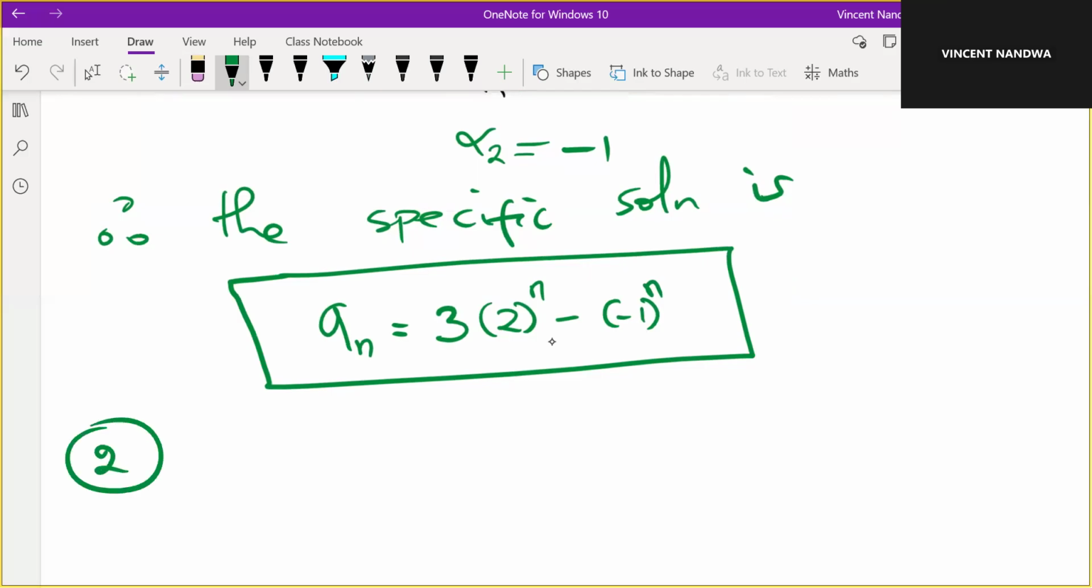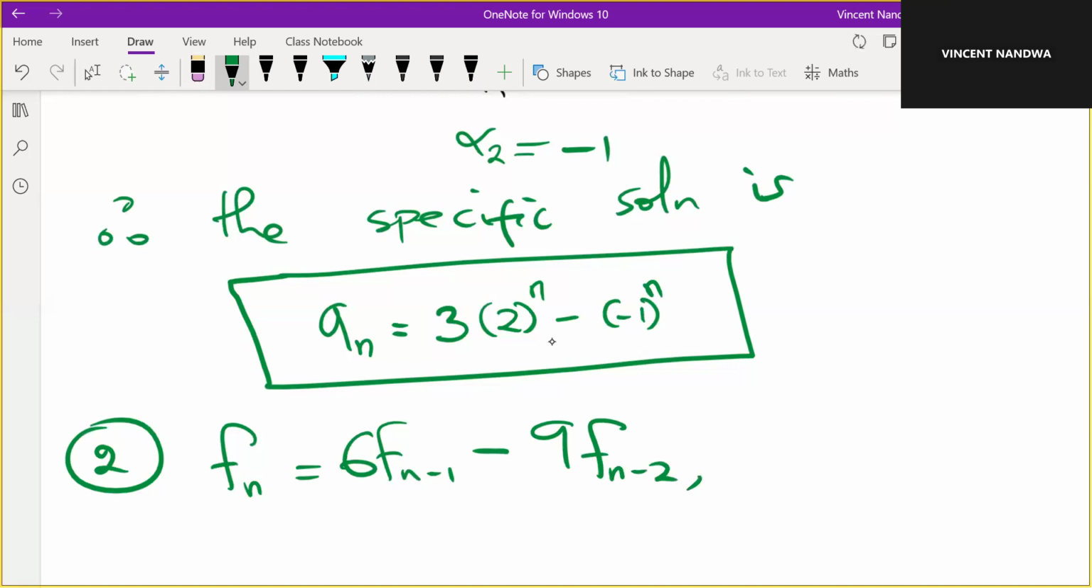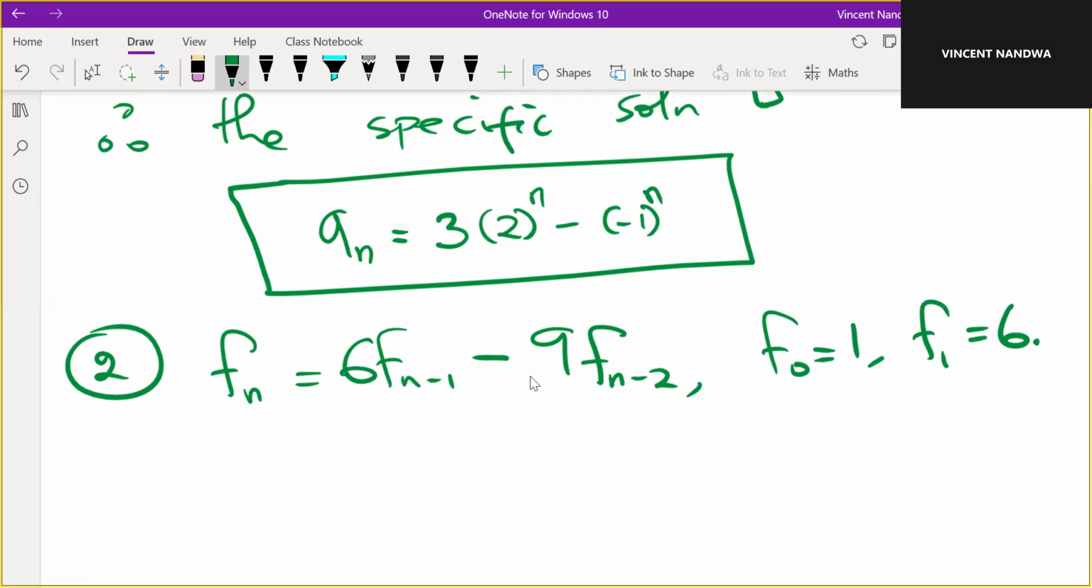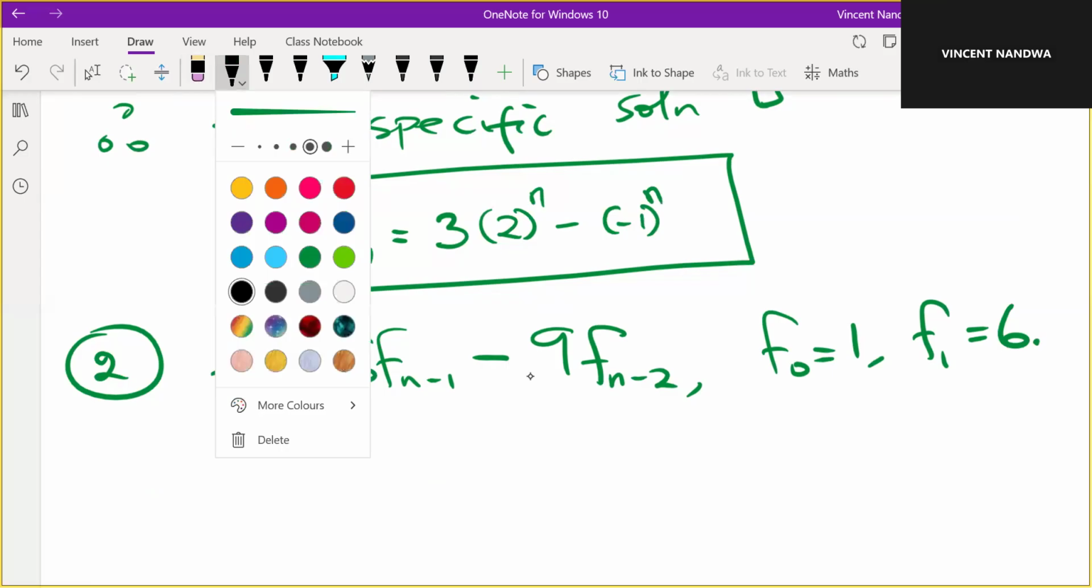So example 2, we have f_n equals 6f_(n-1) minus 9f_(n-2), subject to the condition f0 is 1 and f1 is 6. So remember, when you are writing the recurrence relation, you can use any letter. They can use A, B, C, F, or any other alphabet. There's nothing special with A.